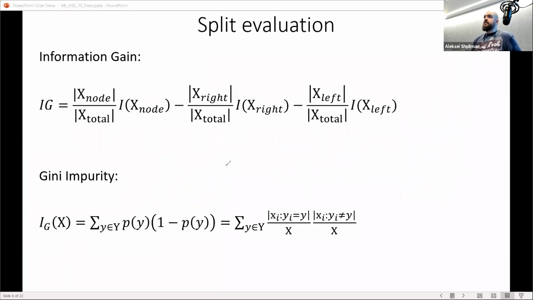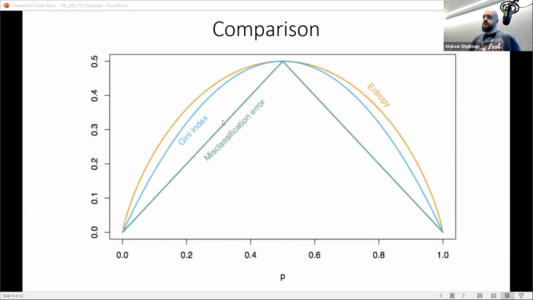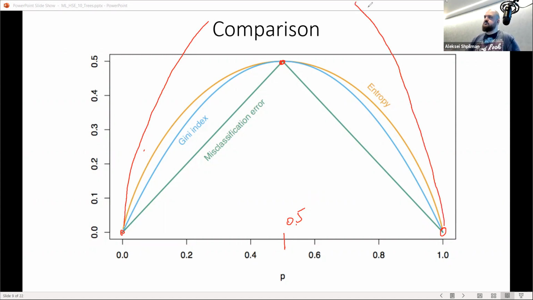Now, if you look at the graph for Gini, entropy and misclassification error for binary classification, let's say you have two classes, and this is the probability of one of them. It doesn't matter whether it's the majority or the minority class. Misclassification error is highest when this is 0.5, if both classes are equally present. If only one class or the other is present, then it's 0, which is good. And entropy here is higher. So the exact entropy is something like this.